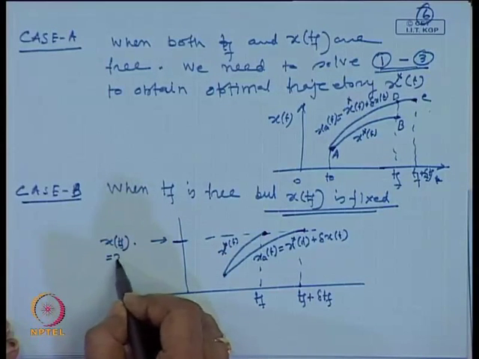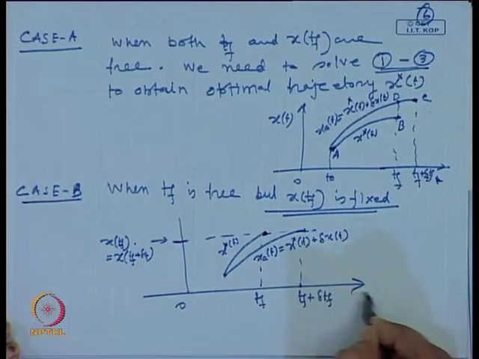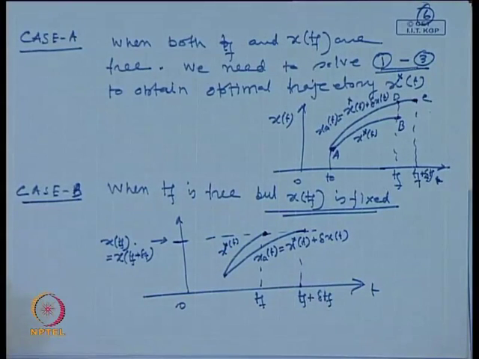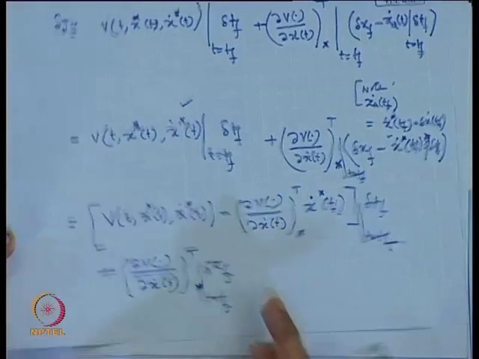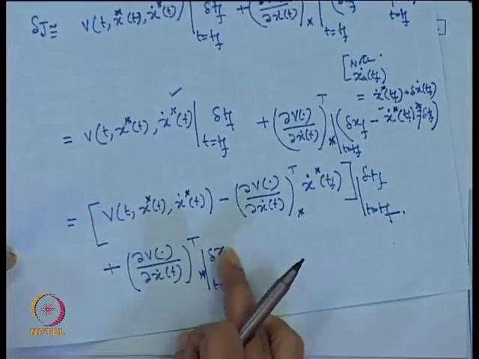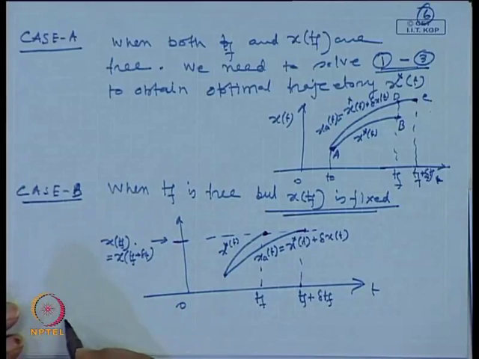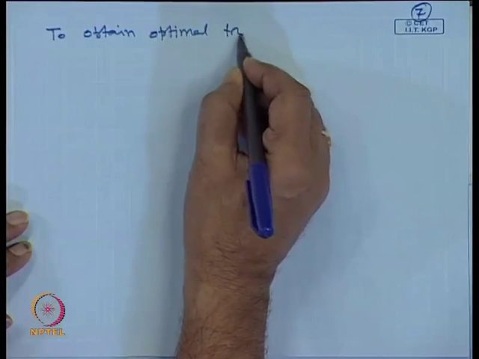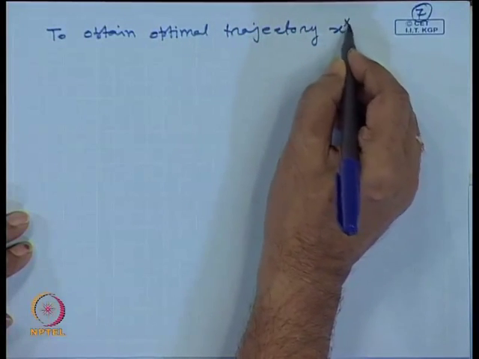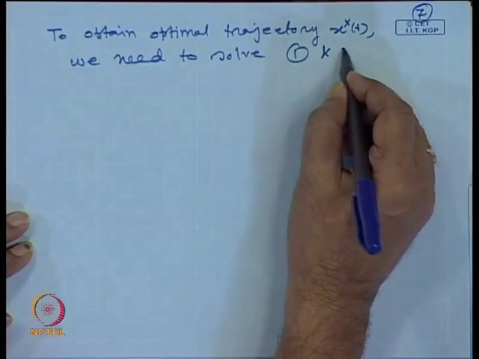That means x T f plus delta T f must be equal to 0, both values are the same. So in this case, x T f is fixed, and delta x T f is 0. So this condition will not come into the picture, only this condition. So we have to solve equations 1 and 2 to obtain the optimal trajectory. We need to solve 1 and 2.